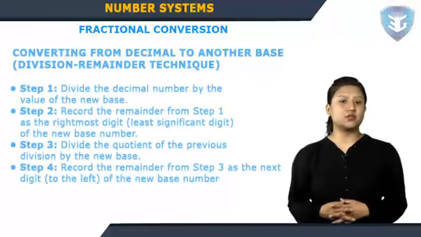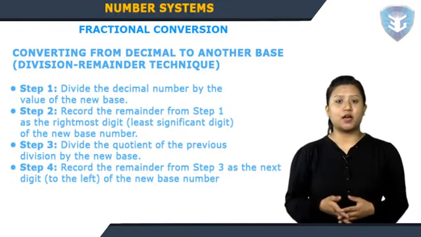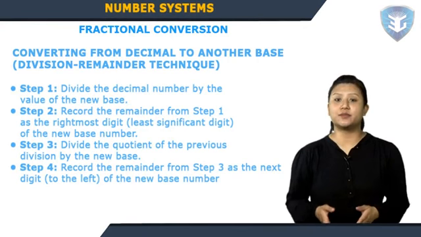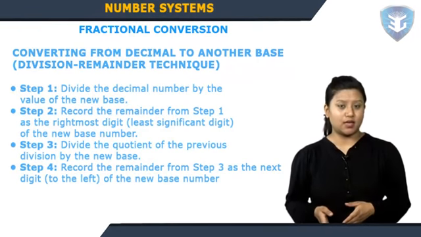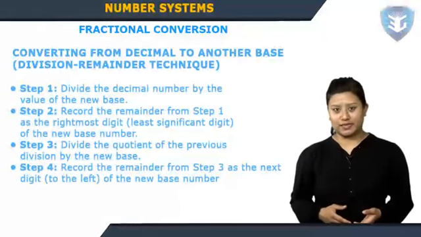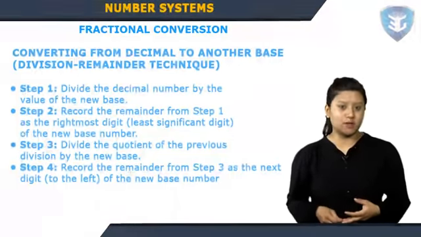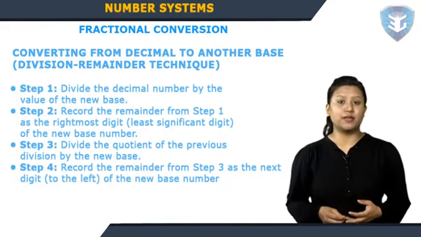Converting from decimal to another base, division remainder technique. The following steps are used to convert a base 10 decimal number to a number in another base. Step 1, divide the decimal number by the value of the new base. Step 2, record the remainder from step 1 as the rightmost digit, the least significant digit, of the new base number.